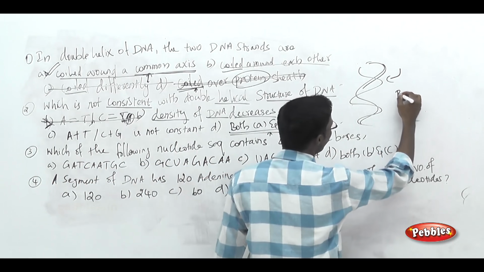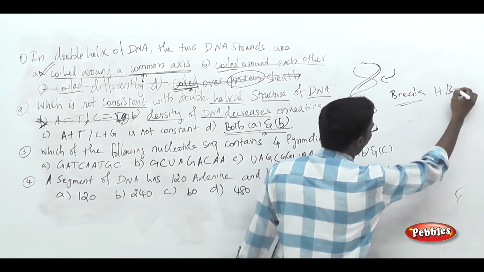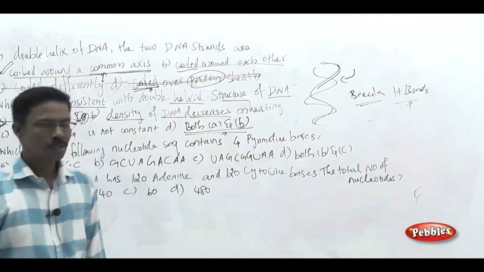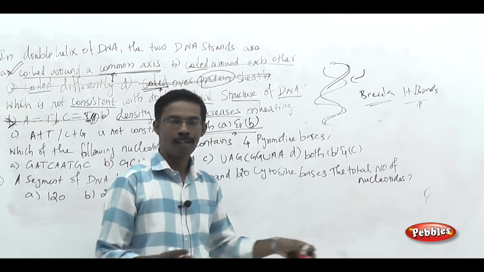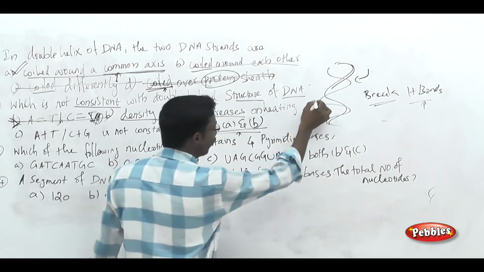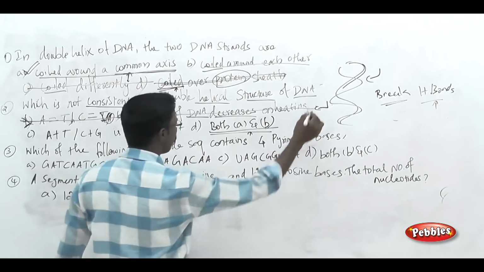Why does it denature the DNA structure? It is going to break the hydrogen bonds in between the nitrogenous bases. So if there are no hydrogen bonds, it will release the 2 strands apart. So it will increase the density of the DNA. So this is a wrong choice.